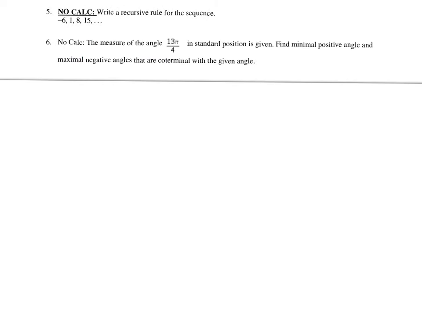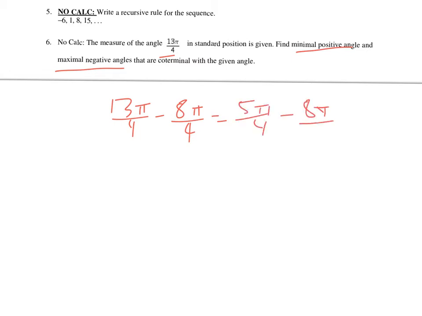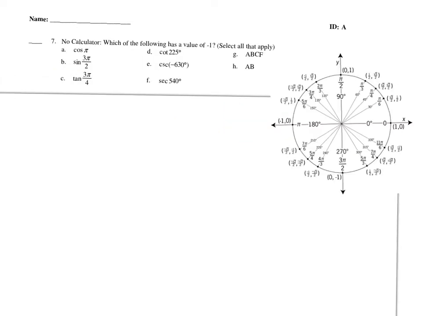All right, next up here, they're giving us an angle, and they want the minimal positive. So it's like the smallest positive and the biggest negative coterminal angle. So I'm just going to start finding these coterminal angles. So I'm going to subtract 8 pi over 4, which is really 2 pi here. So that's going to give me 5 pi over 4. And I'm going to go ahead and do that again. And that is going to give me negative 3 pi over 4. And so I'm already negative here, and so that tells me that this one is my smallest positive, and that one's my biggest negative.